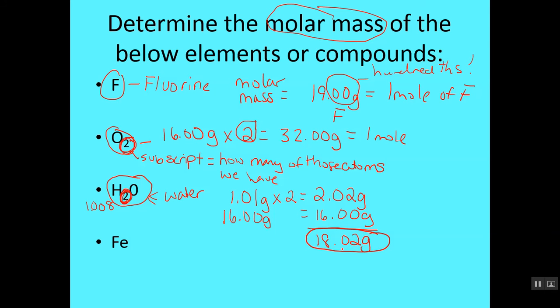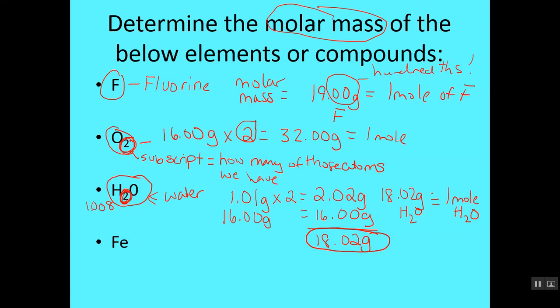Now again, where does that mass come from? Well, it comes from the fact that we have one oxygen with a mass of 16 and two hydrogens with a mass of 2.02. Now, one more thing, remember what this number means. It means that there's 18.02 grams of water in 1 mole of water. That's the idea of molar mass.